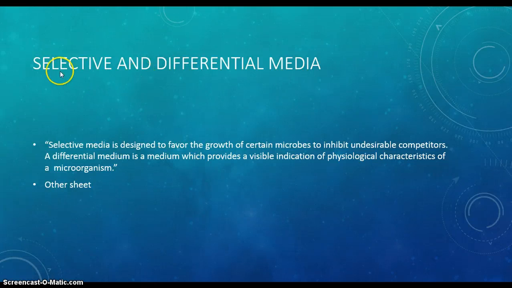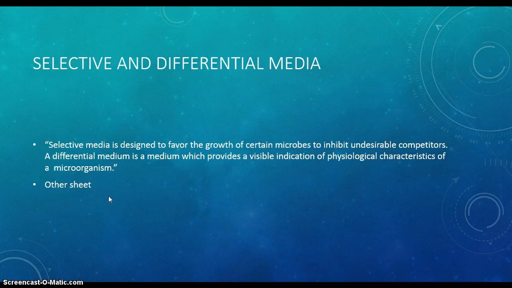So before we get into anything else in this lab, we want to go over what's called selective and differential media. We've seen some differential media already, and we might have seen some selective, I can't remember. A selective medium is designed to favor the growth of certain microbes and inhibit undesirable competitors, and a differential medium is a medium which provides a visible indication of the physiological characteristics of a microorganism.